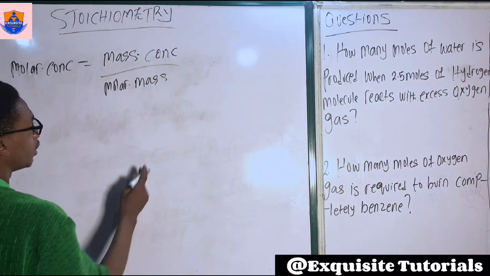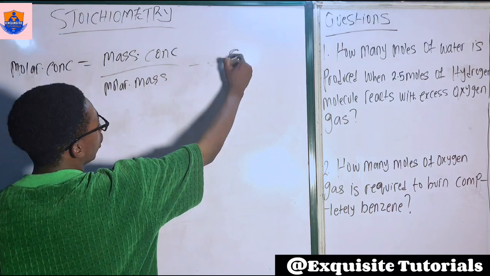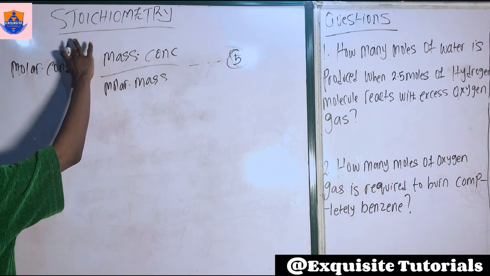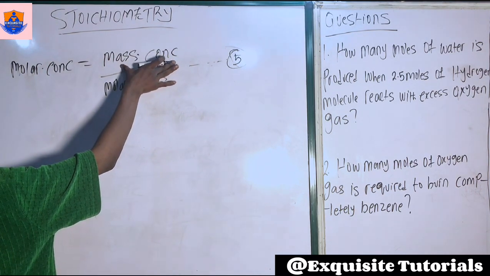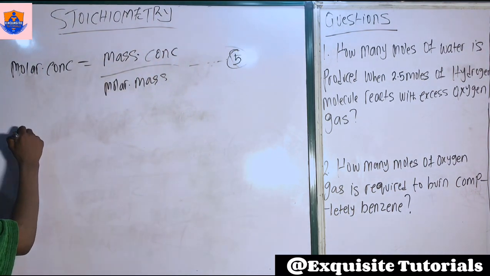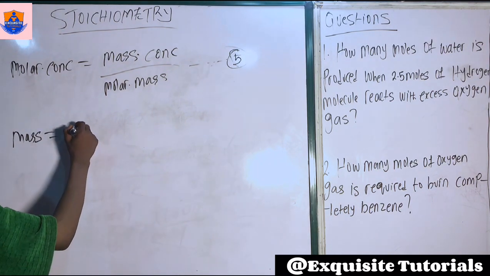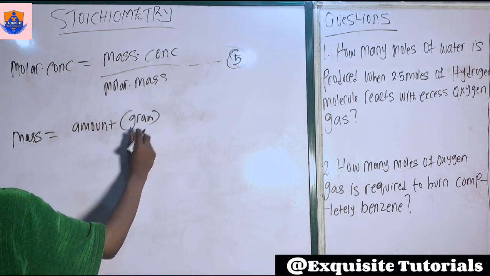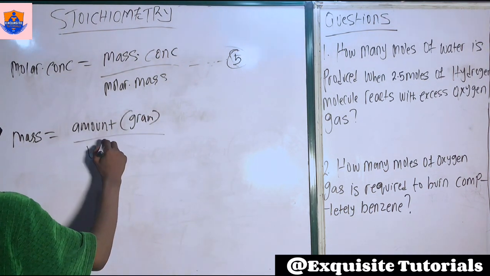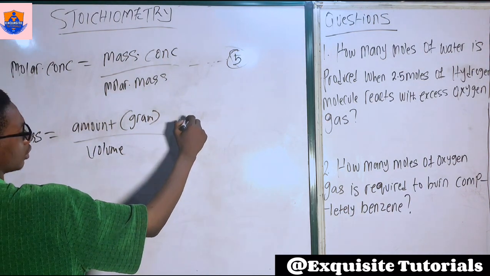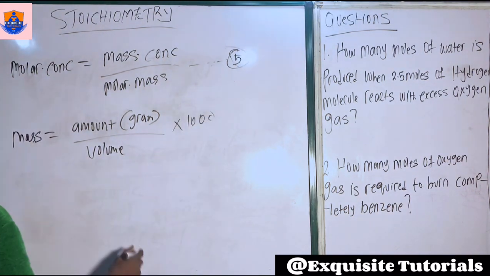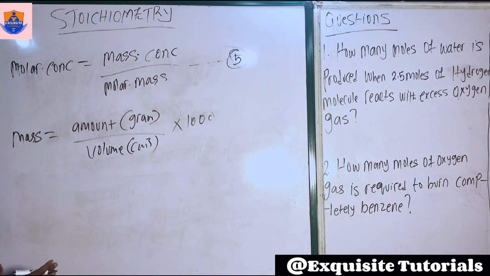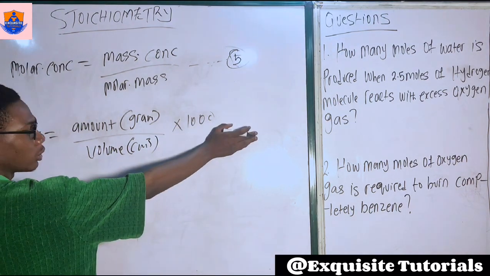Now this is another formula under stoichiometry. This is formula equation 5. Mass concentration has its own formula, which is mass concentration is equal to amount in grams over volume times 1000. Now this 1000 is used when the volume is in cm cube, so multiply by 1000. But if the volume is given in dm cube, you drop this 1000.